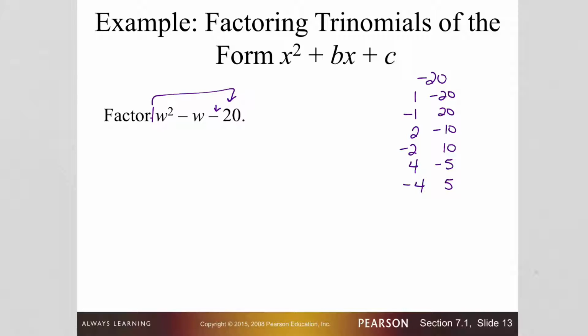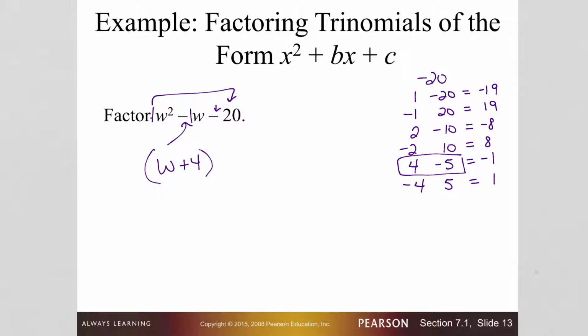So now I want the one that adds up to be negative 1. The top one adds up to be negative 19. The second one adds up to be positive 19. 2 plus negative 10 is negative 8. Negative 2 plus 10 is positive 8. 4 plus negative 5 is negative 1. Negative 4 and positive 5 is positive 1. There's only one of these that adds up to be negative 1, and it's this one. So this thing factors to be W plus 4. Where do I get the plus from? Because that's a positive 4. And W minus 5.